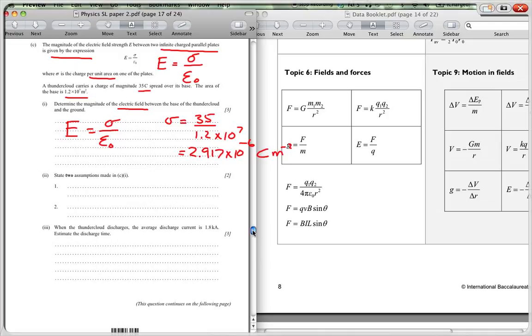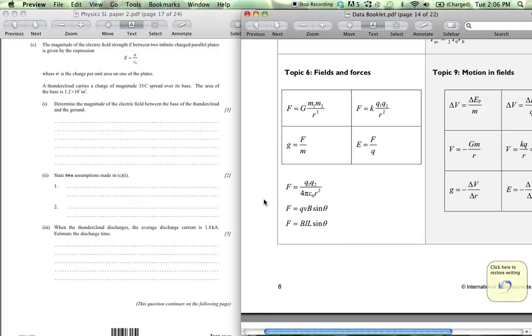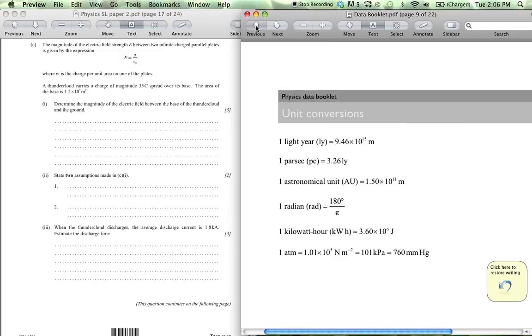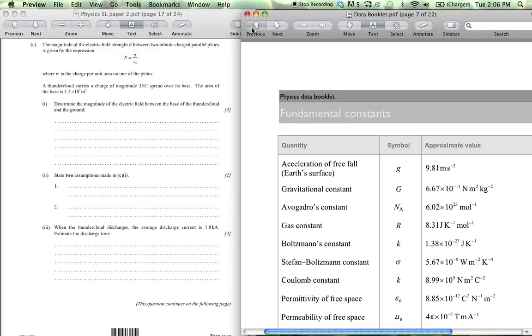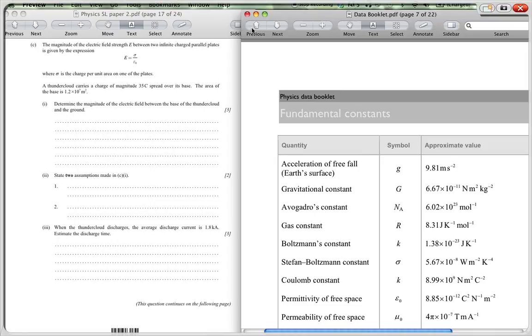Now our epsilon naught over here is a value that we have in our data booklet. So if you can just remember this, or I'm going to have to get rid of it and I'll come back to it, but if I go back in my data booklet to my epsilon naught value, it's this value over here.